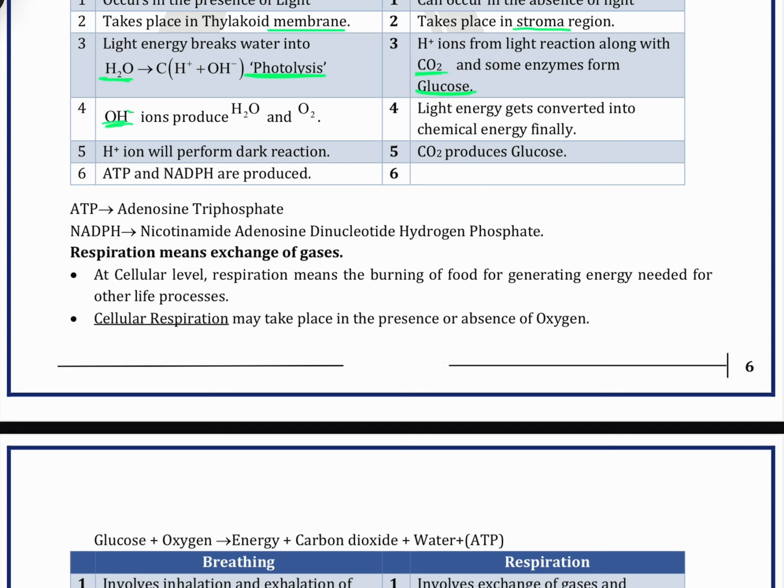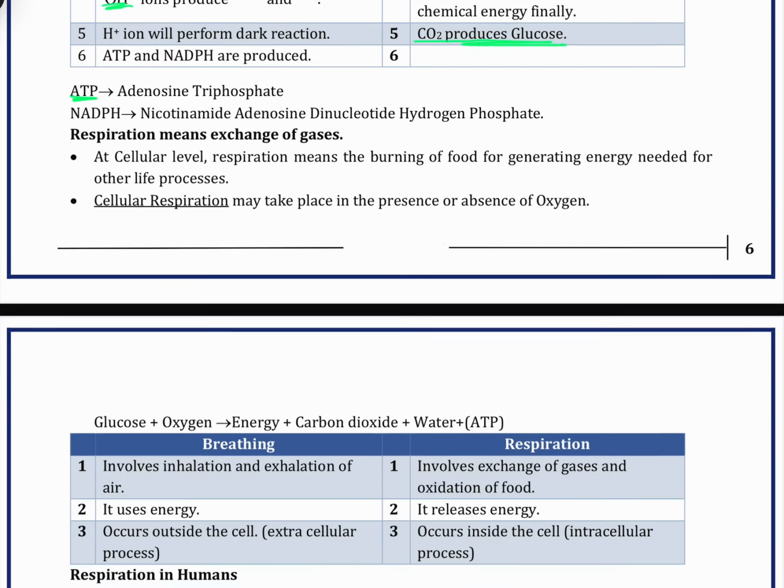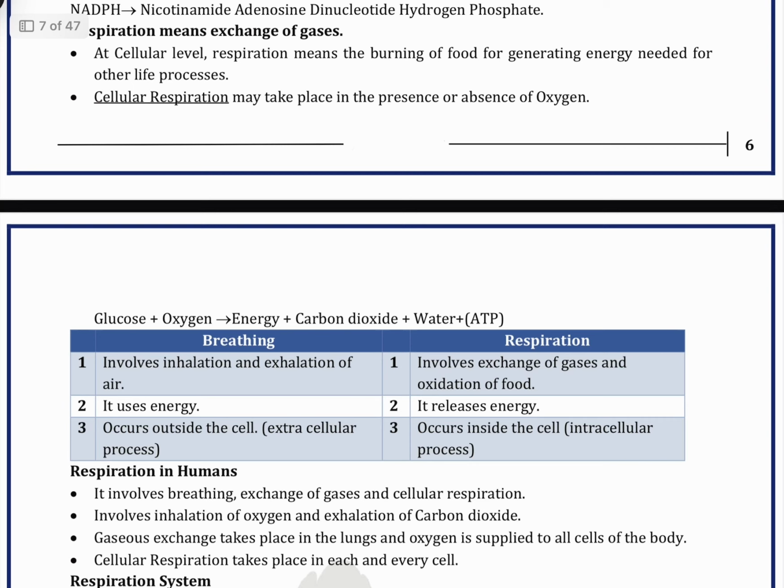The fifth one: H plus ions will perform the dark reaction. CO2 produces glucose. Here CO2 produces glucose and H plus ions will perform the dark reaction. And here ATP and NADPH are produced. Basically, ATP is adenosine triphosphate and NADPH is nicotinamide adenine dinucleotide phosphate hydrogen.